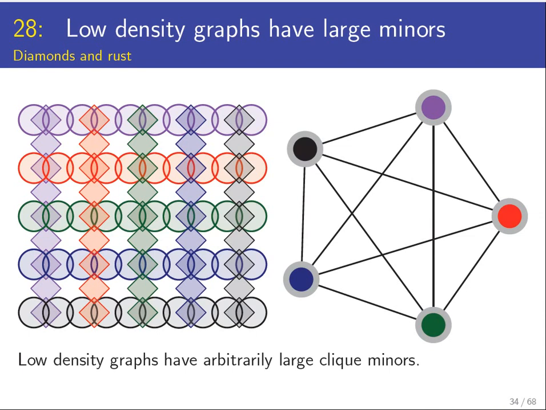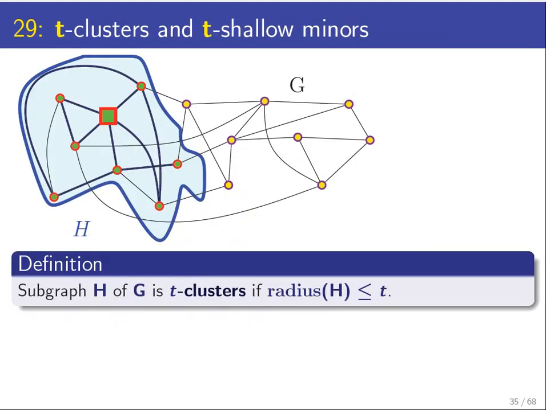Because it says that low density graphs can hide inside themselves these rather dense cliques. However, we are not doomed, and there is still redemption, and the redemption follows by carefully quantifying how quickly the graph on the left, the original graph, deteriorates into a clique. And for this I need this definition of a T-cluster.